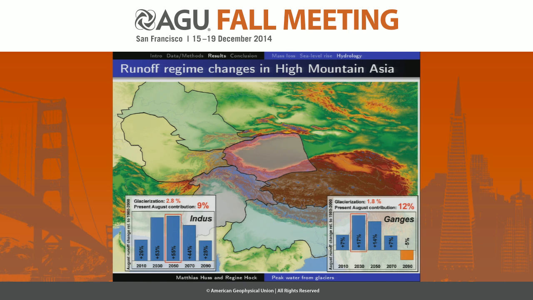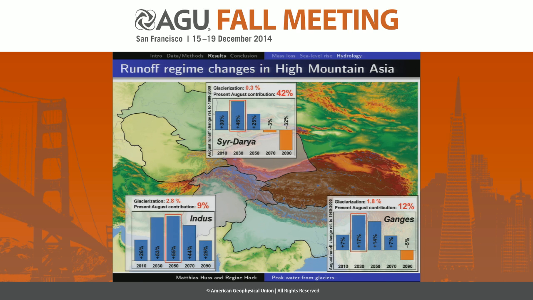So we see that in these 2 basins, with a glacierization of 2 to 3%, glacier runoff contributes 9 to 12% of present August runoff, which is relatively small. So the sensitivity to any changes in the headwaters in terms of runoff will be relatively small. We also see that peak water is occurring around 2050 in the Indus Basin and a little bit earlier in the Ganges-Brahmaputra Basin. In the Indus Basin with large glaciers, we stay above the current runoff yields over the whole century, and go a little bit below the current runoff yields in the Ganges Basin.